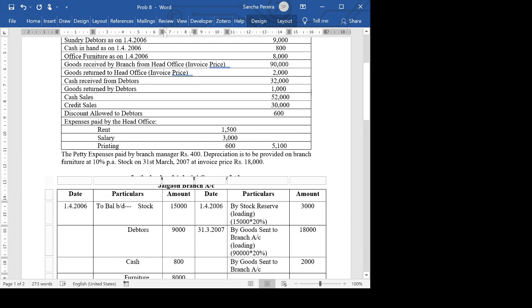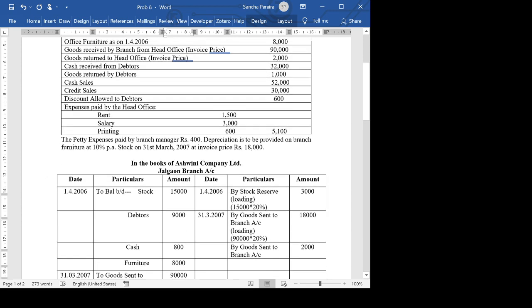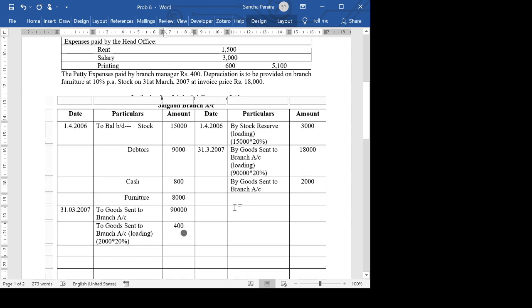Next, we have cash received from debtors, 32,000. So that's going to come here. By cash, you have debtors, which is 32,000. This is also going to come in the debtors account.